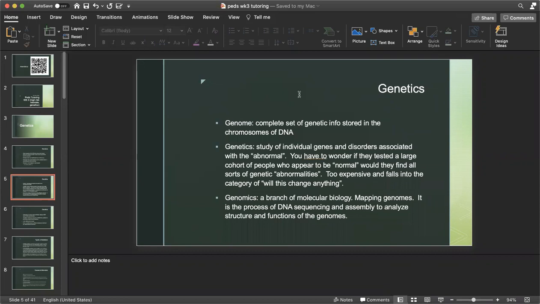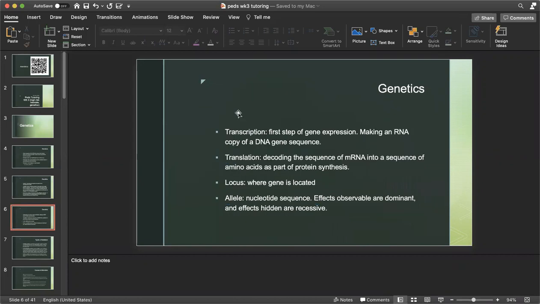Genomics is a branch of molecular biology. It is a process of DNA sequencing and assembly to analyze structure and functions of the genomes. Transcription is the first step of gene expression, making an RNA copy of a DNA gene sequence. Translation is decoding the sequence of mRNA into a sequence of amino acids as part of protein synthesis. Locus is where the gene is located, and an allele is a nucleotide sequence. It affects observable traits. Effects that are observable are dominant, and effects that are hidden are recessive.